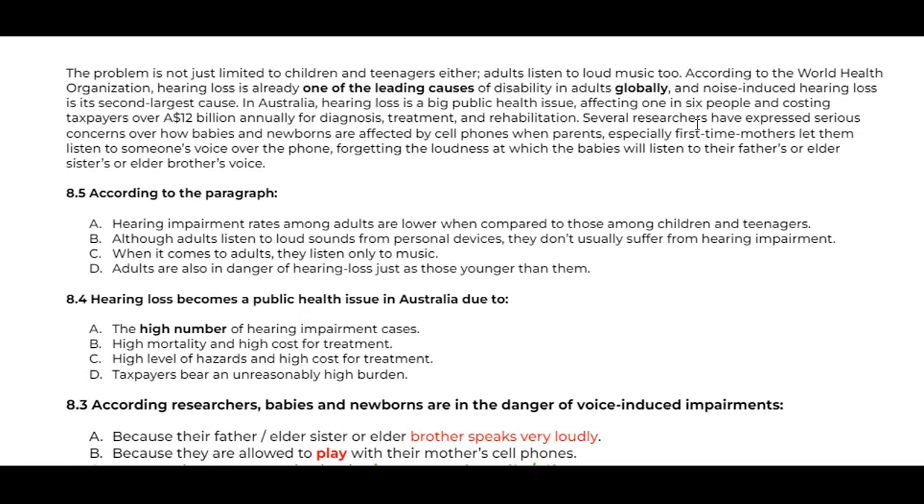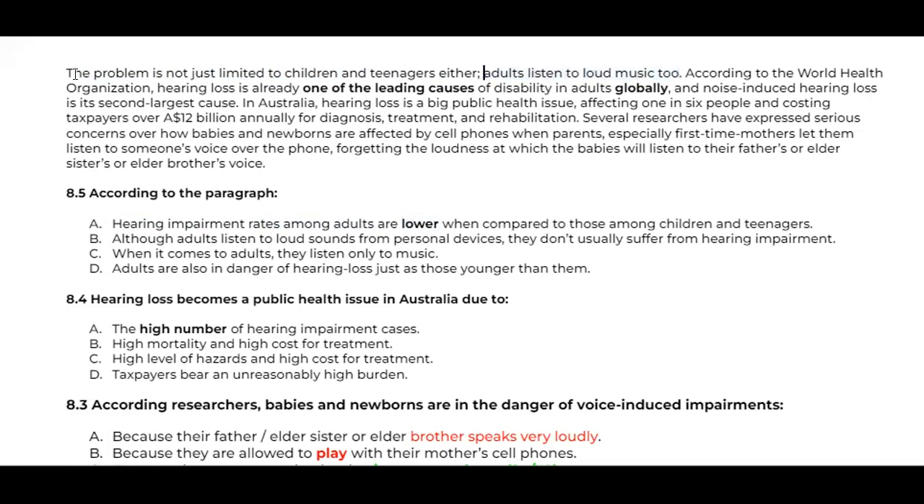So your time is over. I'm going to declare the answer. Let me do the elimination method once again. Hearing impairment rates among adults are lower than. Where is it mentioned? Lower than. The problem is not just limited to children and teenagers either. Adults all listen to loud music too.